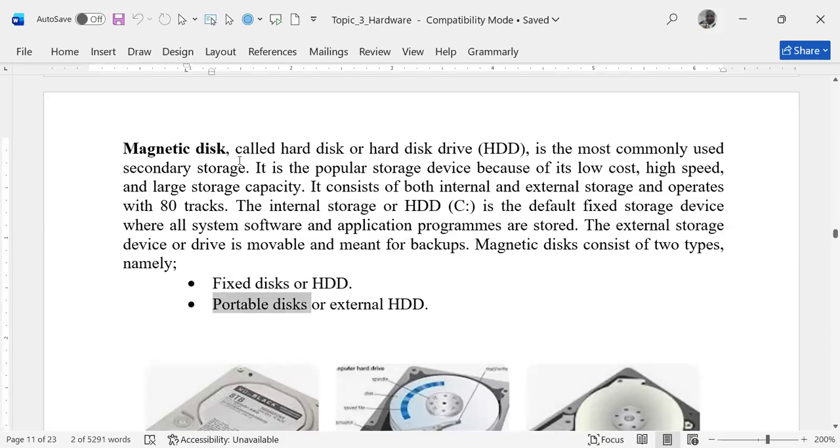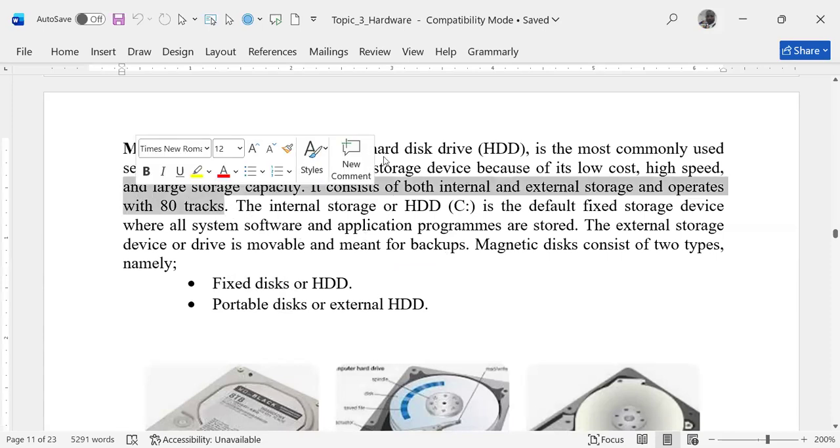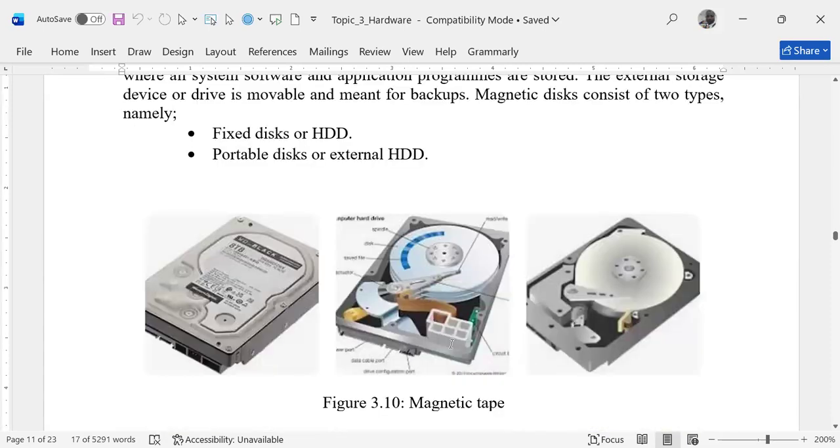This consists of 80 tracks. The tracks are like when they run athletics: track 1, track 2, track 3. The same thing here, these are the tracks, consisting of 80 tracks. When you are saving, you cannot say go and save at track 1 or track 2, for it does it automatically.